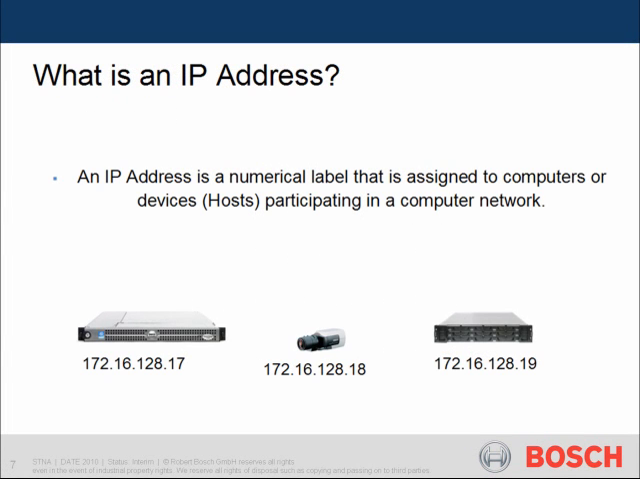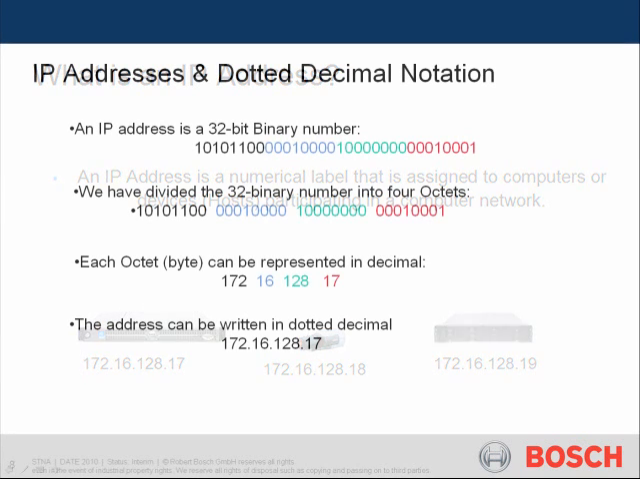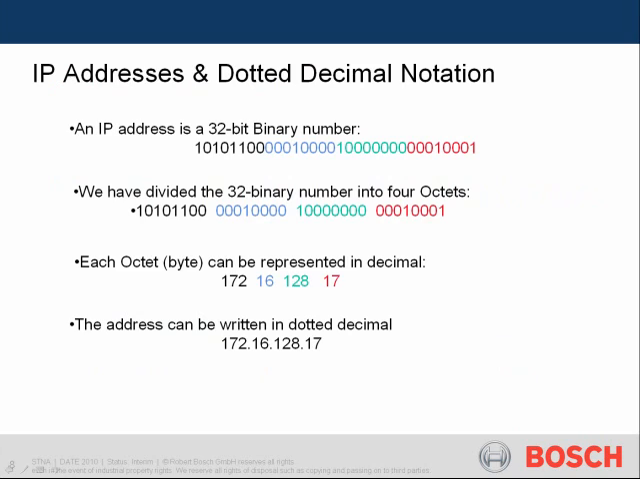What is an IP address? An IP address is a numerical label that is assigned to computers or devices, also known as hosts, participating in a computer network. An IP address in its native format is a 32-bit binary number. We divide that 32-bit binary number into 4 octets, and those octets can be converted to decimal. And the format that you're probably most familiar with, as seen in the bottom example, is known as dotted decimal notation.